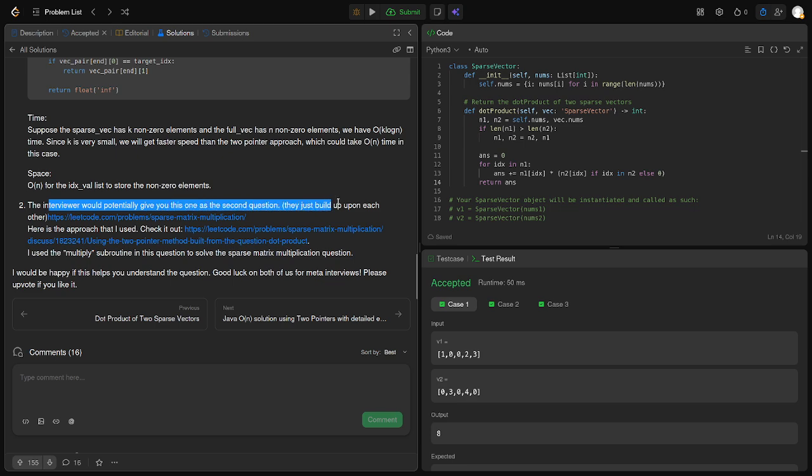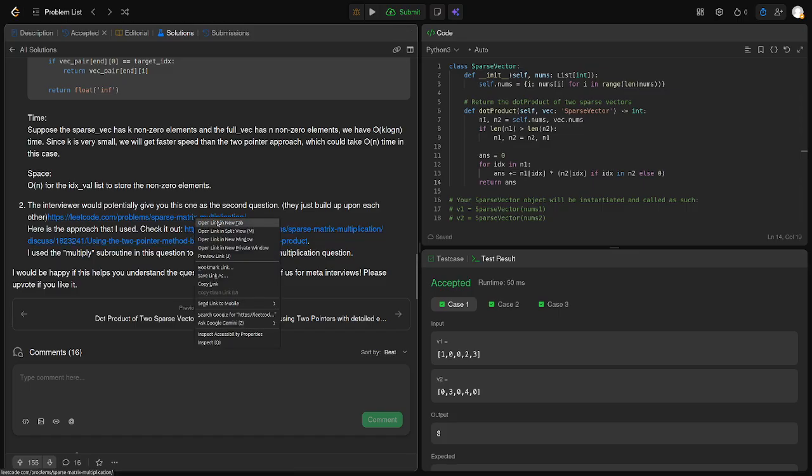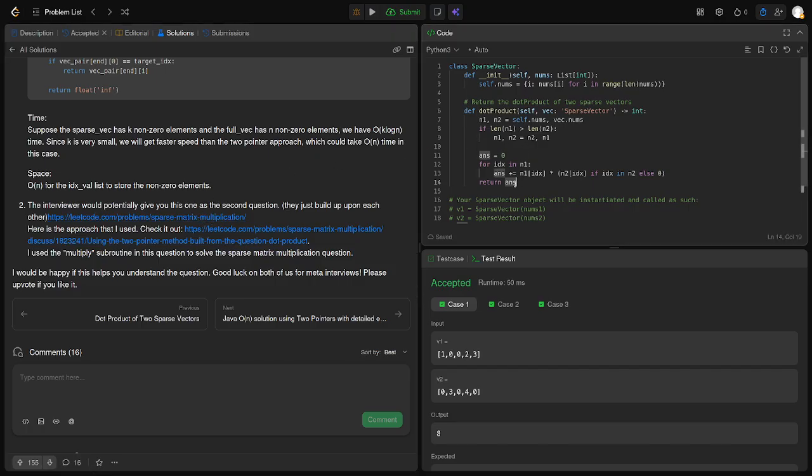This one is the second question. They just build upon each other. Sparse matrix multiplication. Here is the current approach I use. I use the multiply subroutine in this question to solve sparse. Okay, so yeah, I guess that's true. You could use pairs. So self p is this.